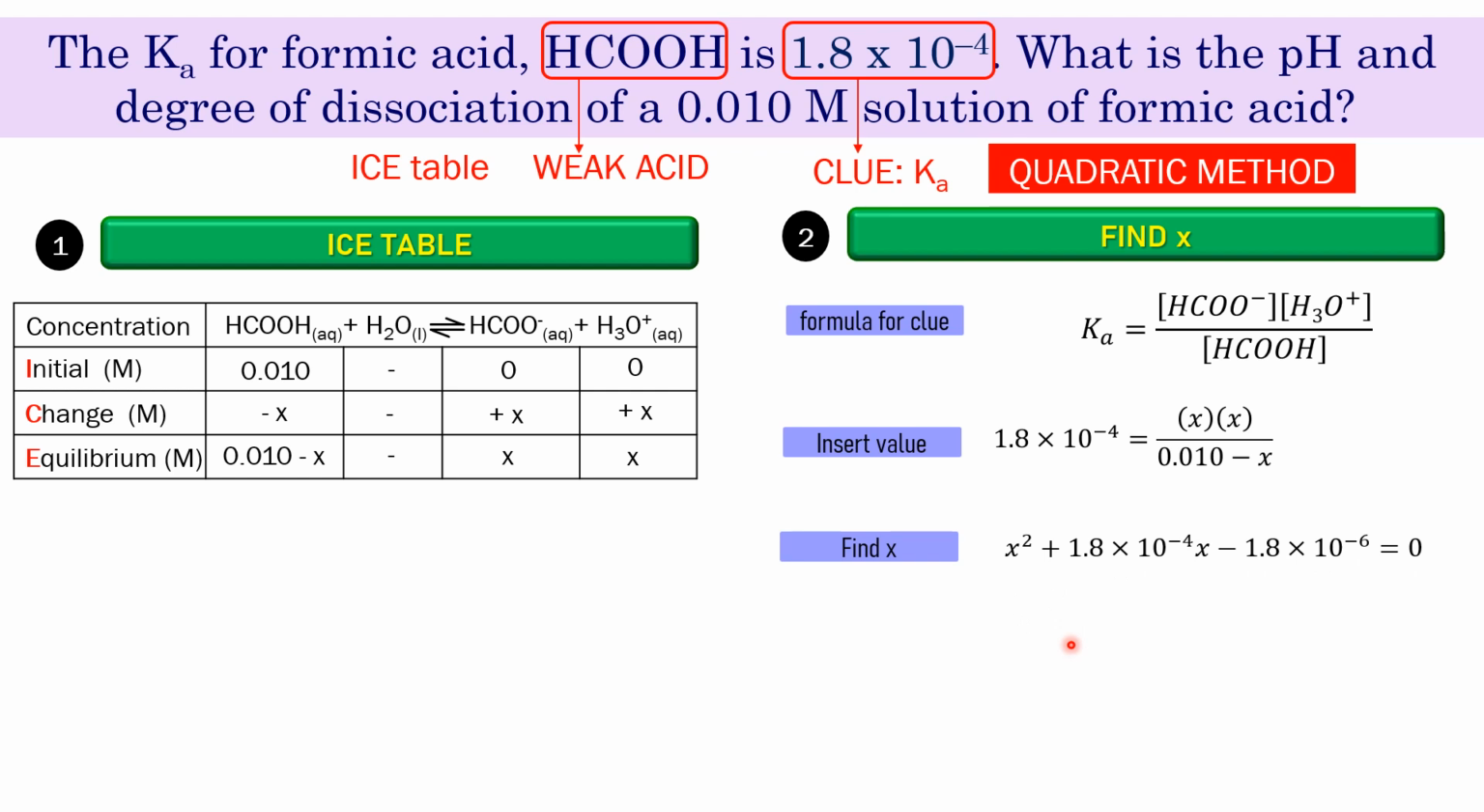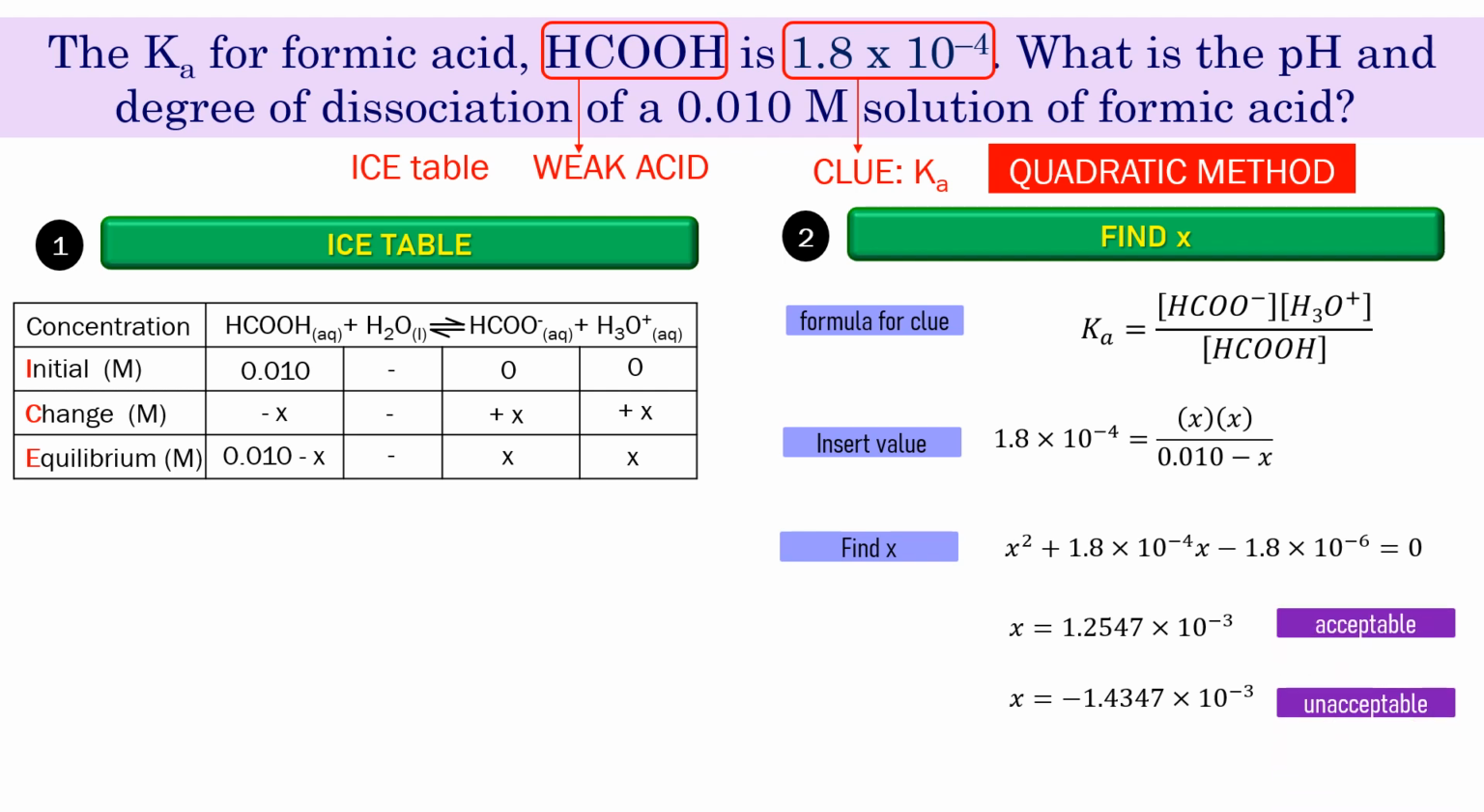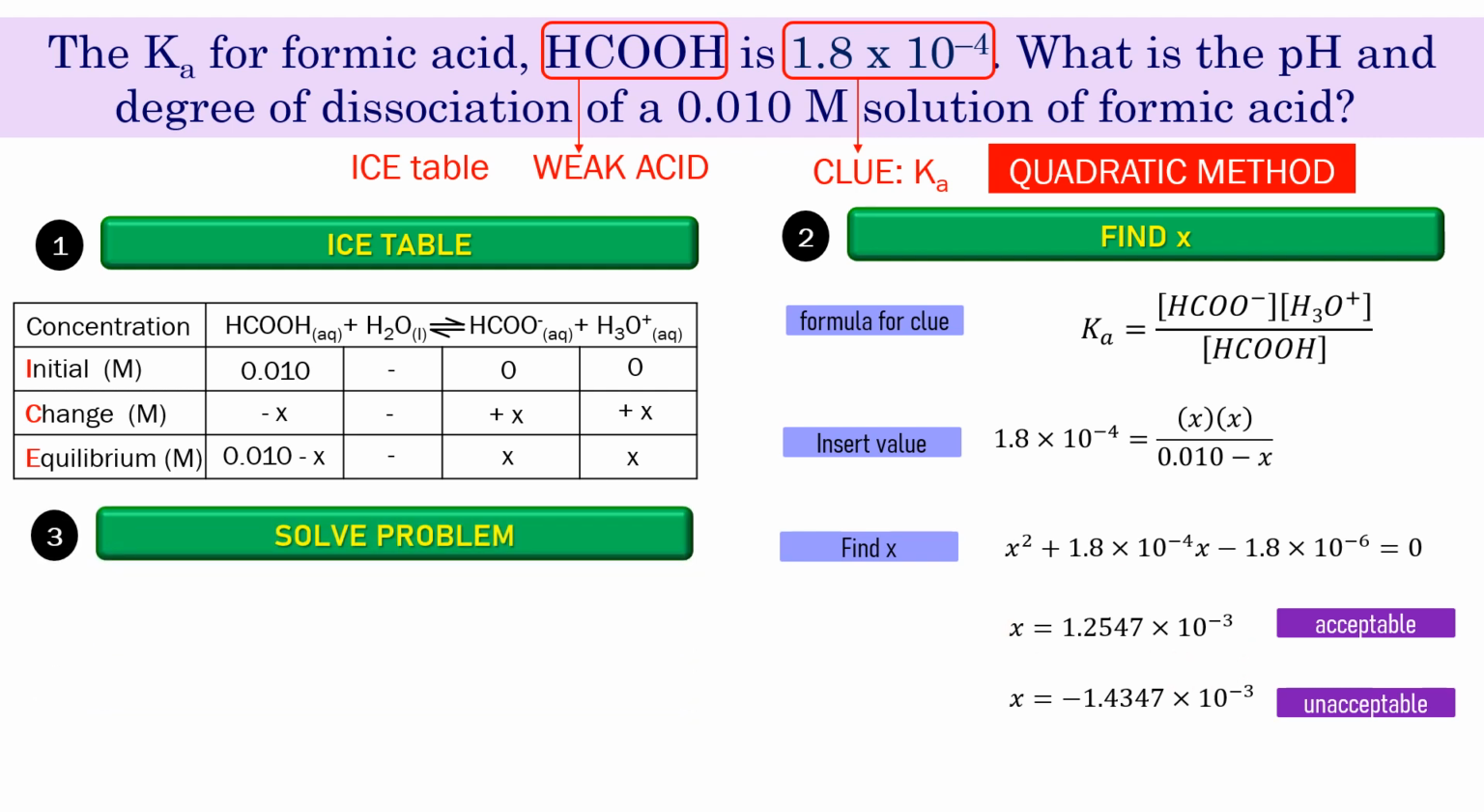So the value of X, the first one is 1.2547 times 10 power of negative 3, and the second one is negative 1.4347 times 10 power of negative 3. So kita hanya perlu memilih satu sahaja nilai X. Kita akan abaikan nilai X yang negatif dan kita akan accept nilai X yang positif. Now we already have the value of X, so we move on to the last step, which is solve problem. The first one, we need to find pH.